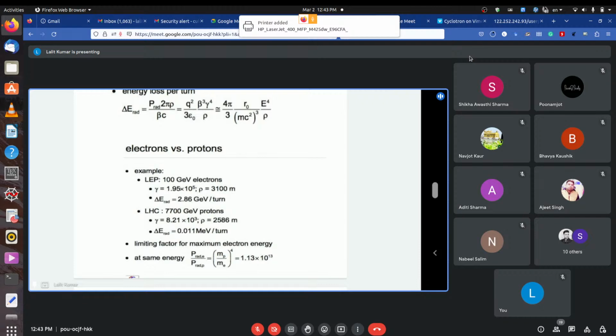But look at the LHC. 7 TeV protons, with 7.7 Tesla magnets, which you got there. But that is only about 1 keV per turn, because of the mass. The mass is the origin of the whole thing. But in the case of the electrons, you also look at the rho. The rho is the radius of curvature with which you are bending the particles. That gives an idea for the synchrotron.